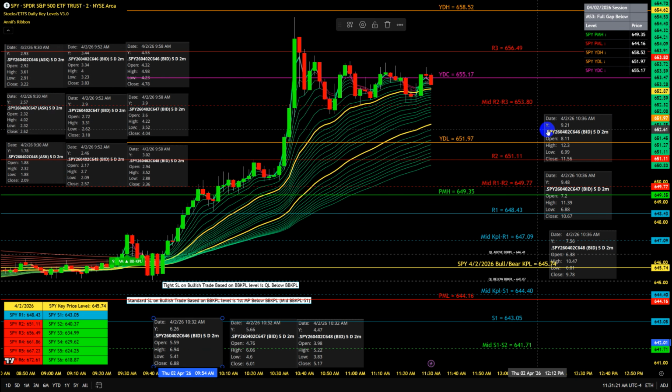Because then you can take advantage when you have moves like these happen as a continuation with at least one remaining runner. So here in the 10:36 a.m. candle, we have a bid on the close of this candle here of 11.56. Remember, this started out at 322. The 647 bid on the candle close 10.67.